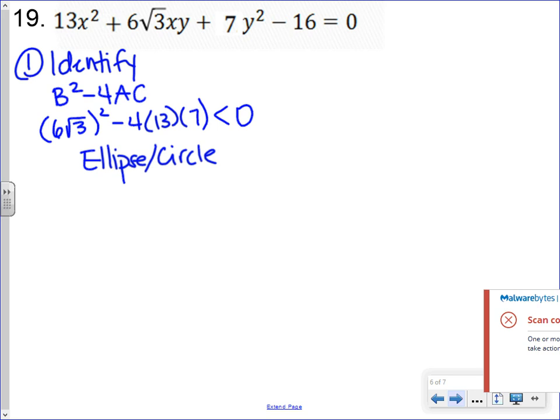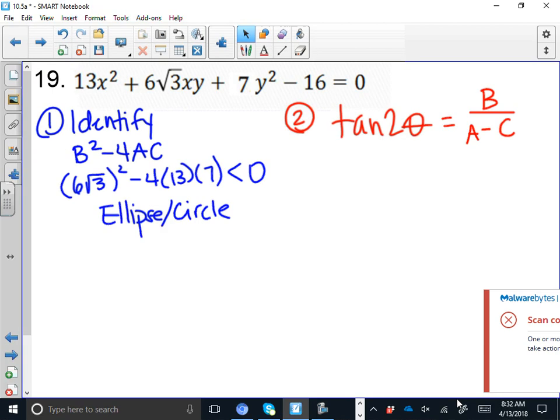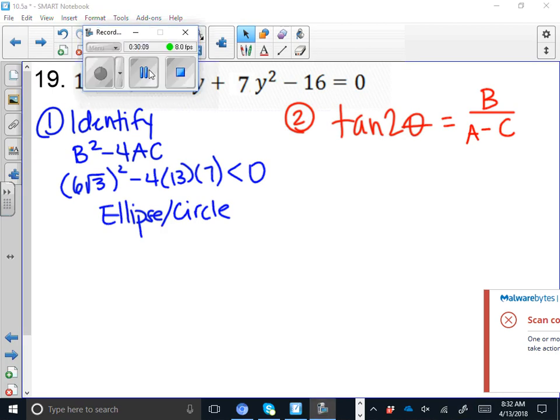Okay, step number 2, we need to identify the angle. The tangent of 2 theta is b over a minus c. You first need to figure out what 2 theta is, then divide by 2 to figure out theta. So I'm going to give you a couple minutes, at your table, to figure this out. I'm going to pause the video.